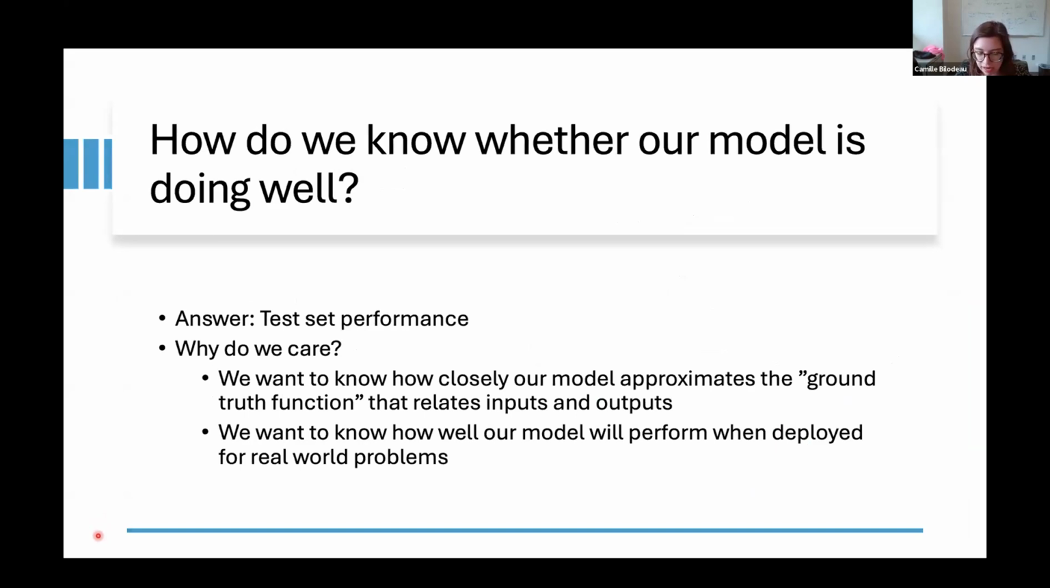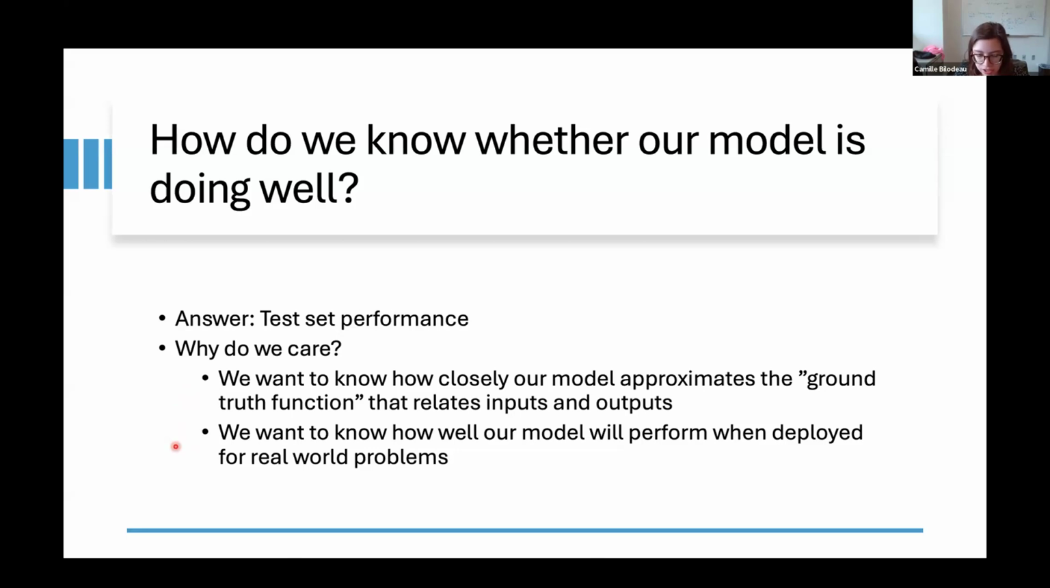I think it's important to recognize that the only way we can evaluate our model is generally using some sort of test set performance. And so why is this important? Well, what we are ultimately desiring to know is, first, we want to know how closely our model approximates some sort of ground truth function. So we're basically saying that there exists some ground truth function that relates our inputs to our outputs, and we're trying to find the weights that correspond to that ground truth function. But also, second, we want to know how well our model will perform when it's deployed for real-world problems.